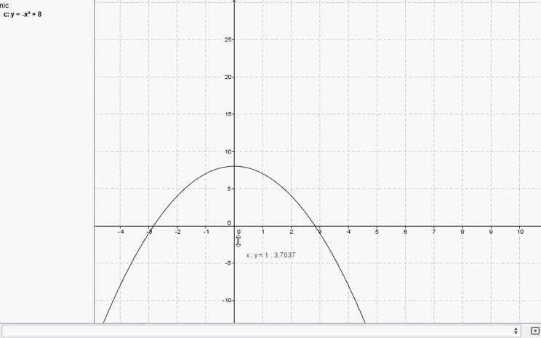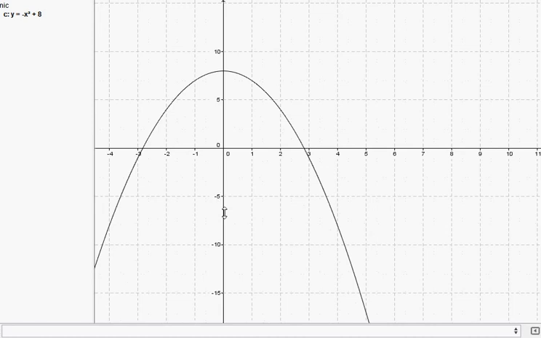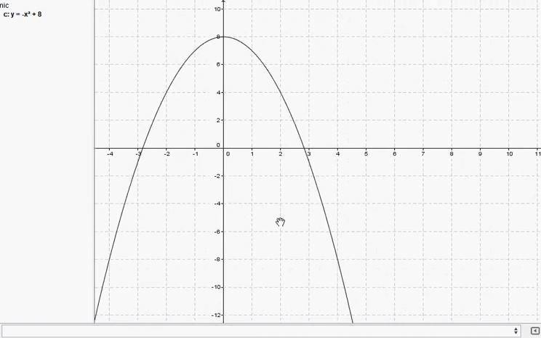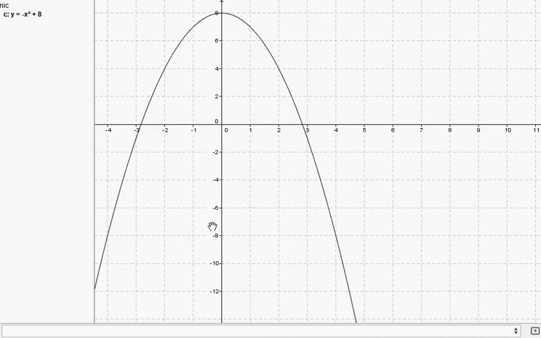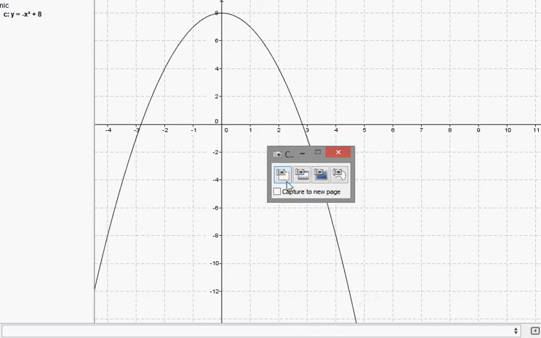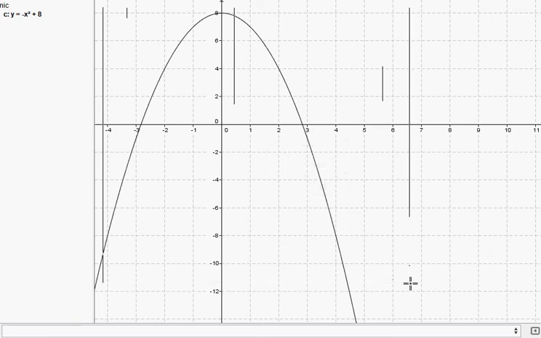So I should probably go in 2's. Yeah, that's perfect. Okay, that's as good as I'm going to get this. Now, that's it there. What we're asked to do first is draw an axis of symmetry. Does anybody know what an axis of symmetry is?